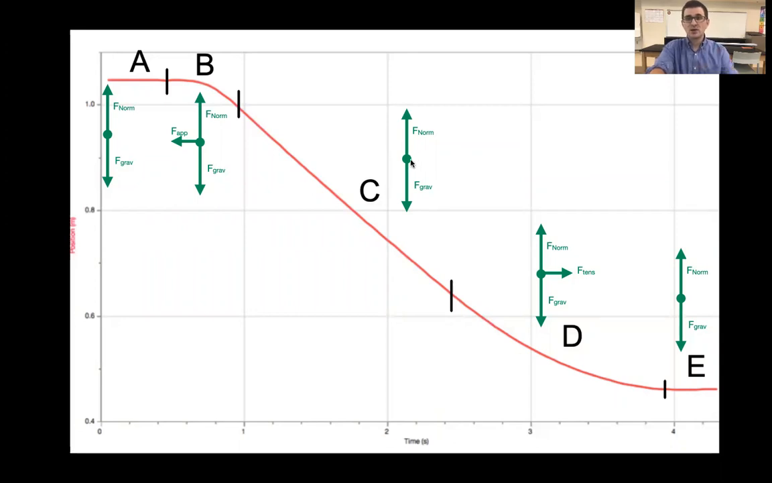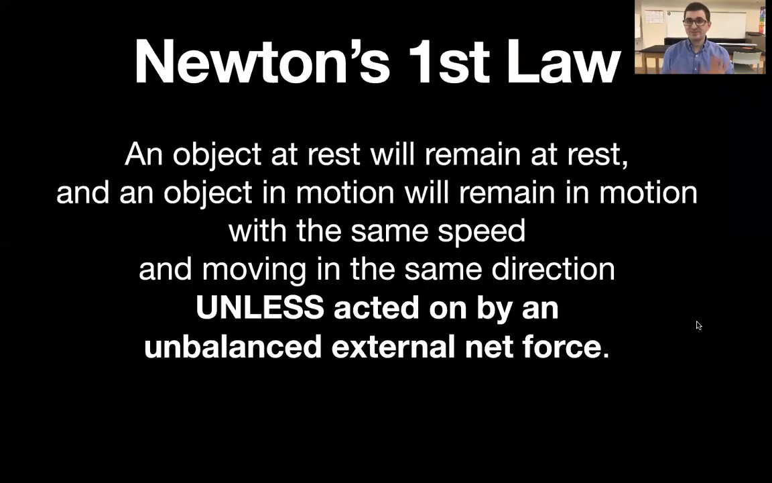So what conclusions can we make from this graph? Well, we see that every time the graph is curvy, which means that there's some acceleration, there is a horizontal force. And every time the graph is linear, either horizontal or just linear, we see that there are no horizontal forces. So from that, we get Newton's first law, which is an object at rest will remain at rest, and an object in motion will remain in motion with the same speed and moving in the same direction unless acted on by an unbalanced external force.